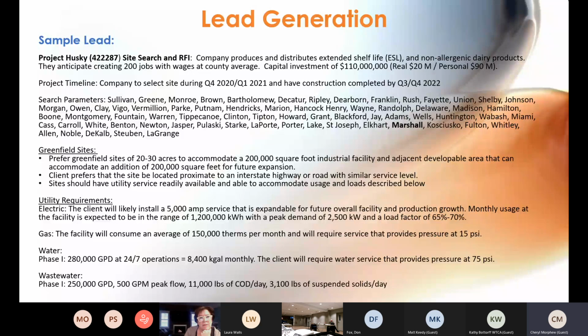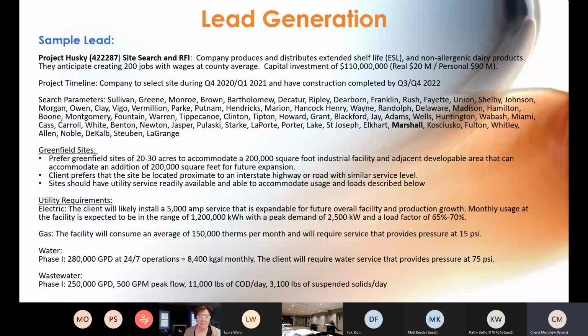They're looking for greenfield sites of 20 to 30 acres to accommodate a 200,000 square foot building. The reason they're looking for 20 to 30 acres is because they want to have future land for an addition of 200,000 square feet more in the future. Client prefers that the site be located proximate to an interstate highway or a road with similar service level. So technically we could look at Highway 31 up to the interstate. Sites should have utility service readily available and so on. You can see the utility information that they've provided.